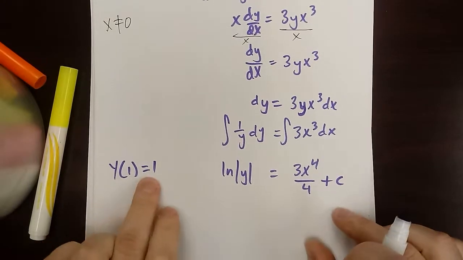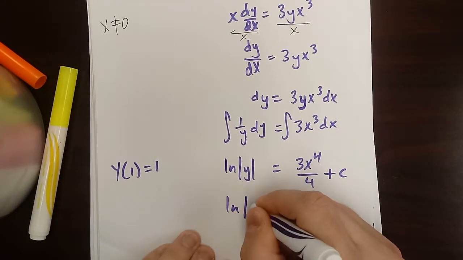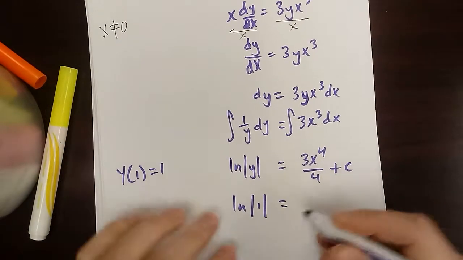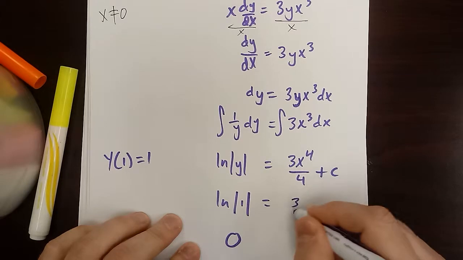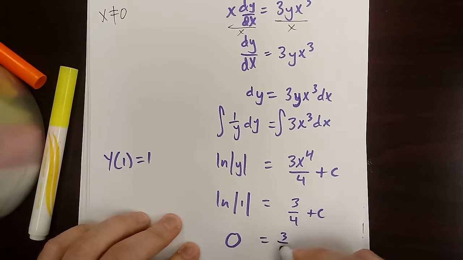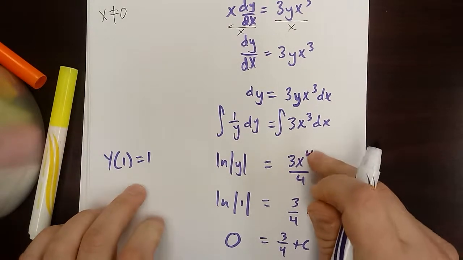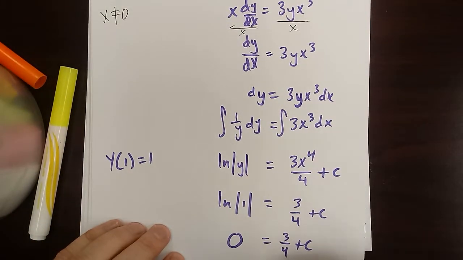So that means that the natural log of the absolute value of 1 is 0. Bam, right? Okay. Over here, we get 3/4 plus c, because you plug 1 in and you get 1 times 3. So subtract the 3/4 from both sides, we get c is equal to negative 3/4.